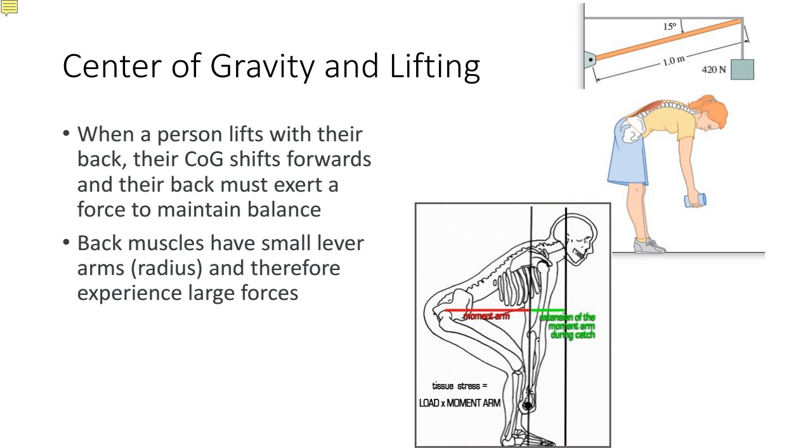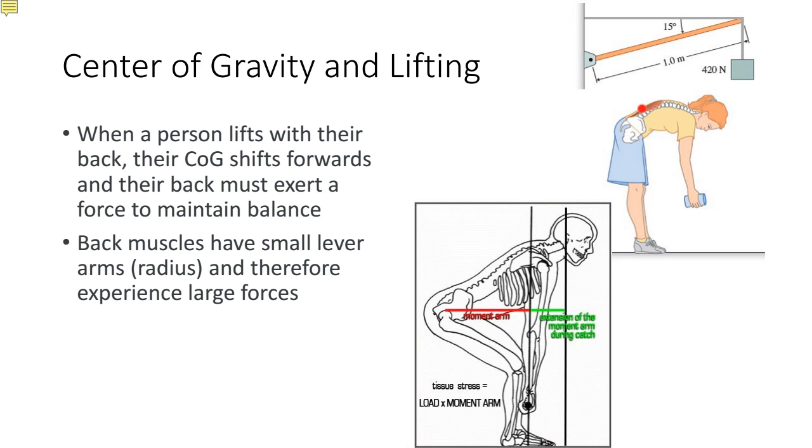When you lift something with your back, your center of gravity shifts forwards, and your back has to exert a force to maintain balance. You can imagine that a person picking up an object is kind of similar to this rigid beam with a hanging mass. You can imagine that this hanging mass is the object they're trying to pick up, and their back is the rigid beam. So as this mass is applying a force or a torque to the front, there has to be an equal and opposite torque coming through their back.